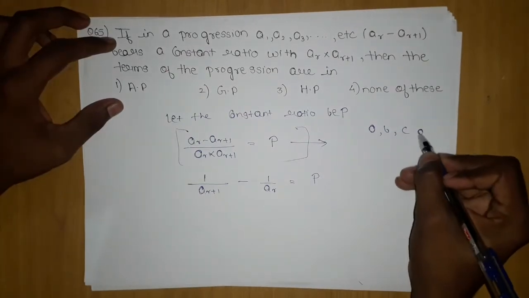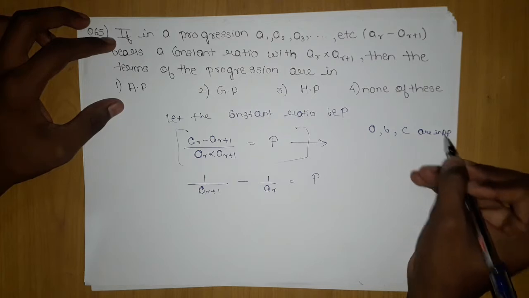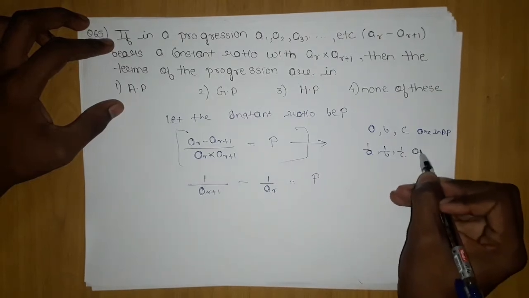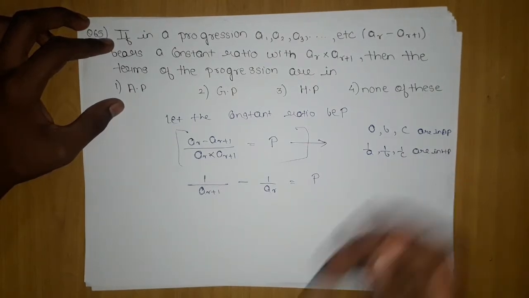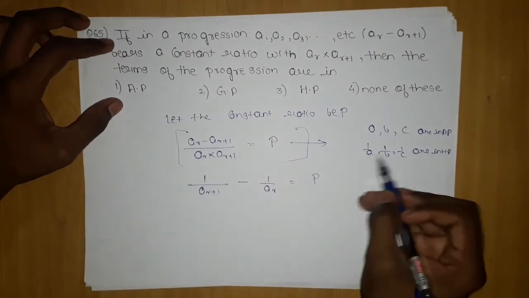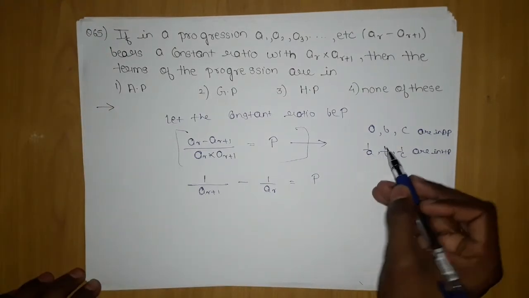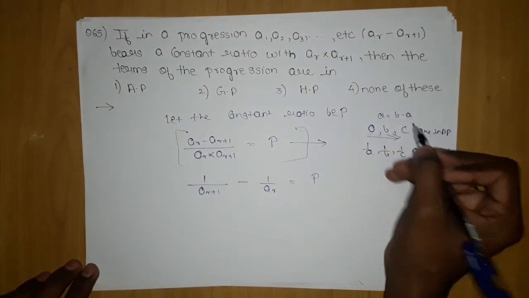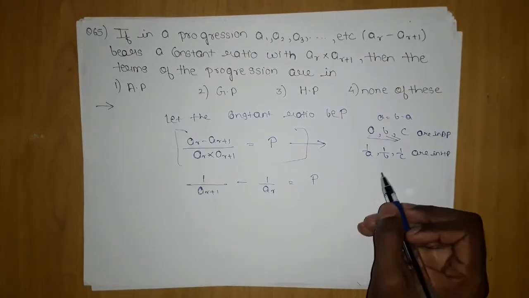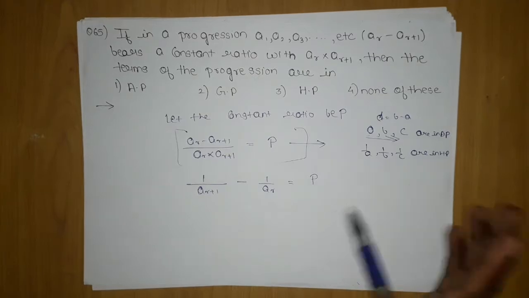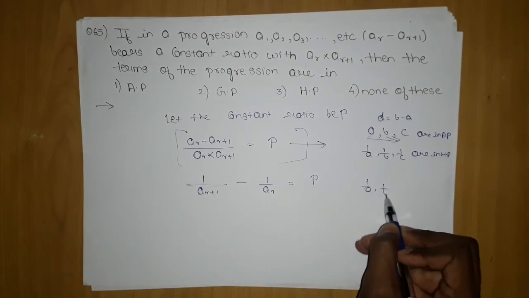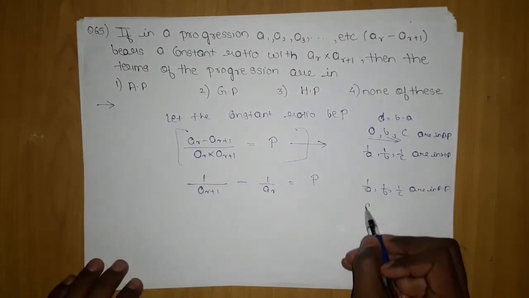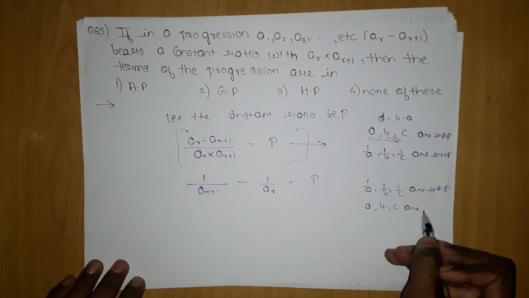A, B, C are in AP. Then 1 upon A, 1 upon B, 1 upon C are in HP. In HP, no matter what happens, this one will be small. In AP, if it is an increasing AP, D will be B minus A. If I invert this, now you have taken this example, D is B minus A. If I say 1 upon A, 1 upon B, 1 upon C are in AP, then you will say A, comma B, comma C are in HP.